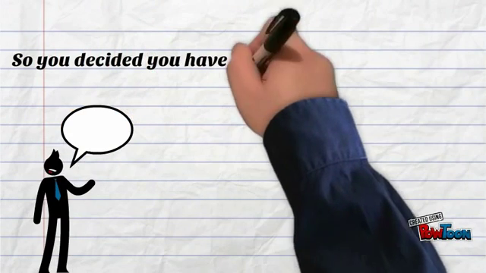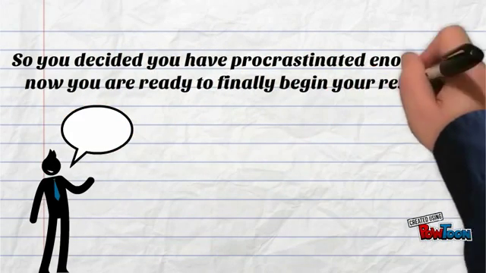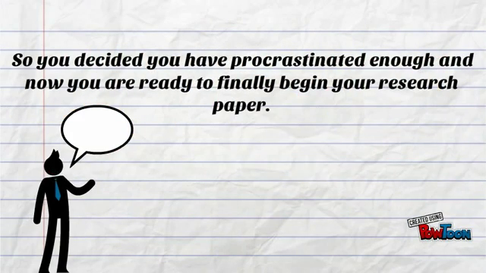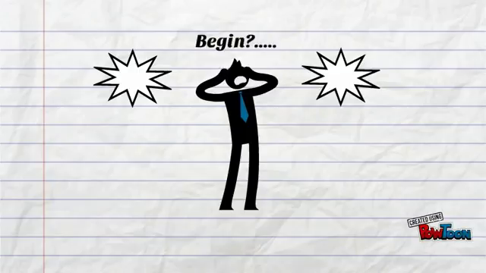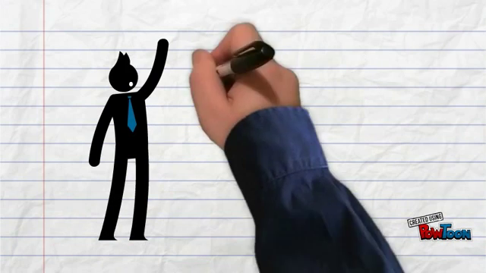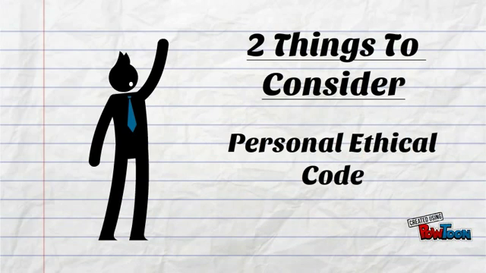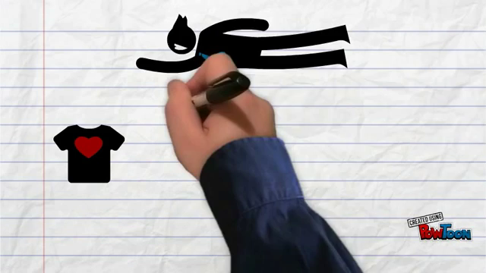So, you've decided you've procrastinated enough, and now you're ready to finally begin your research paper. But where do you begin? Well, doing the research is a good place to start. Before you begin the research, there are two things you must consider. One is to make sure you establish a personal ethical code before beginning your research.